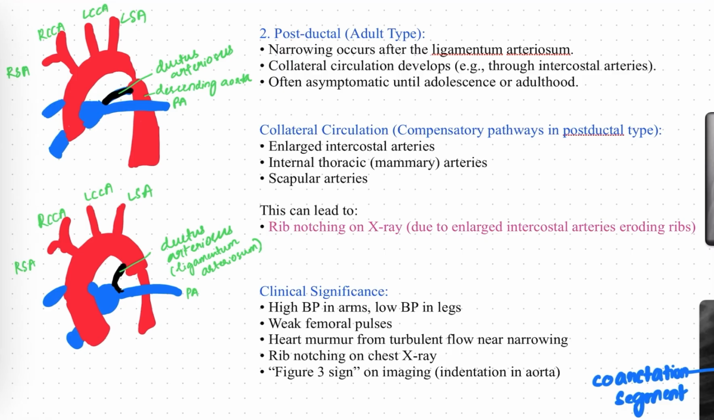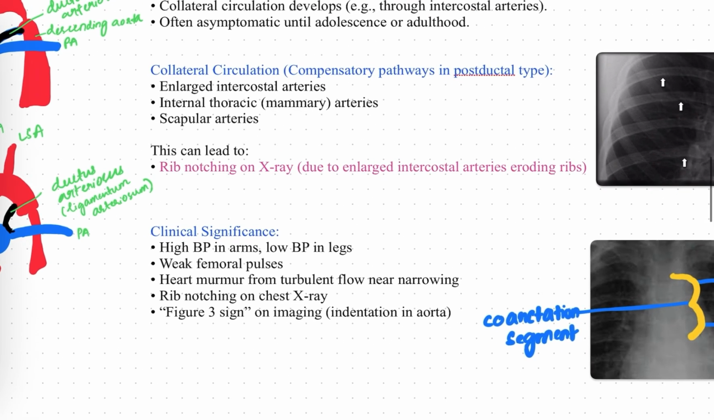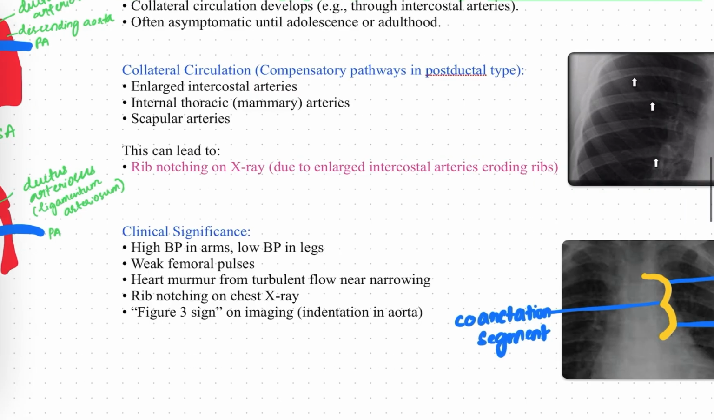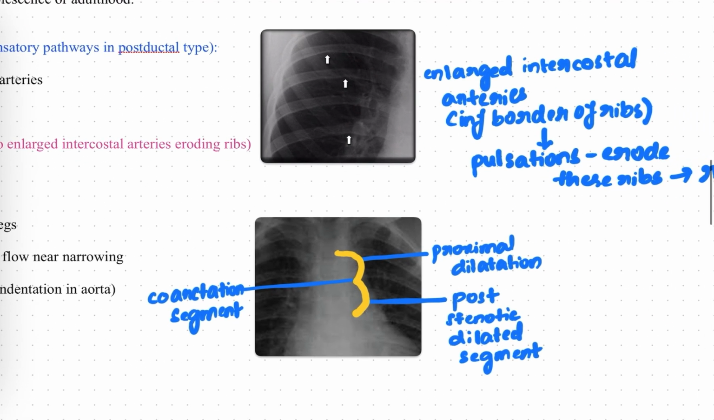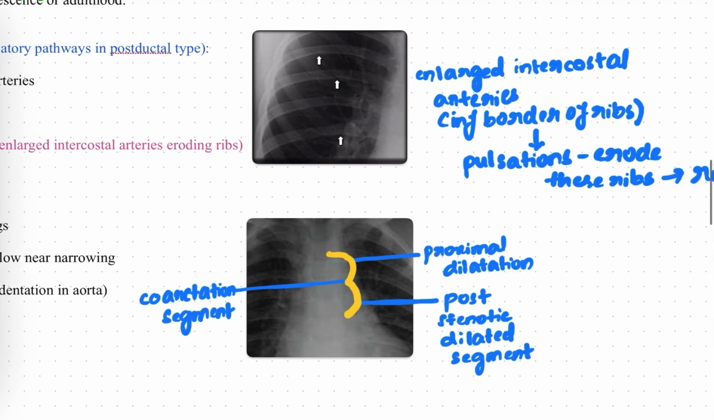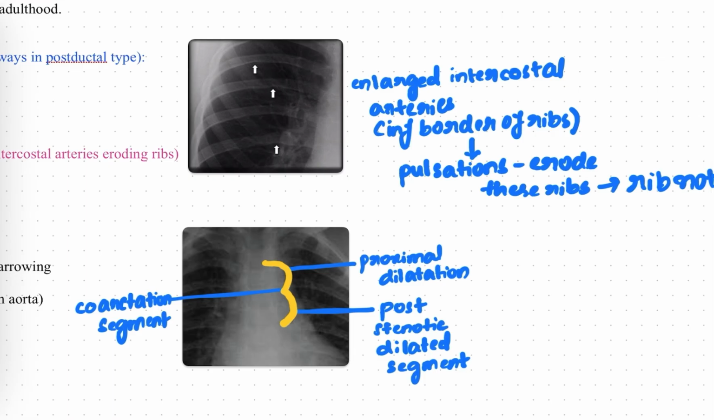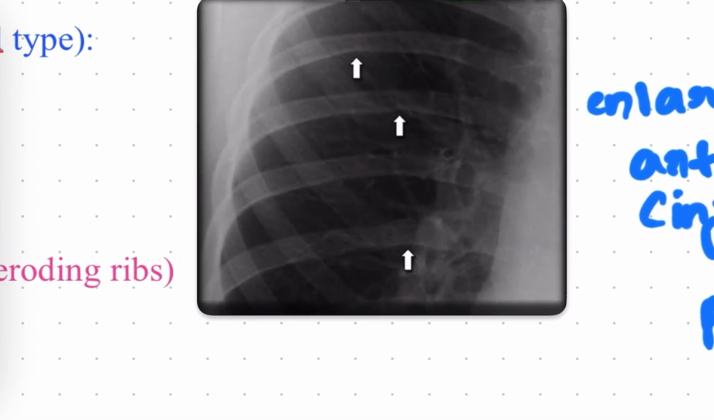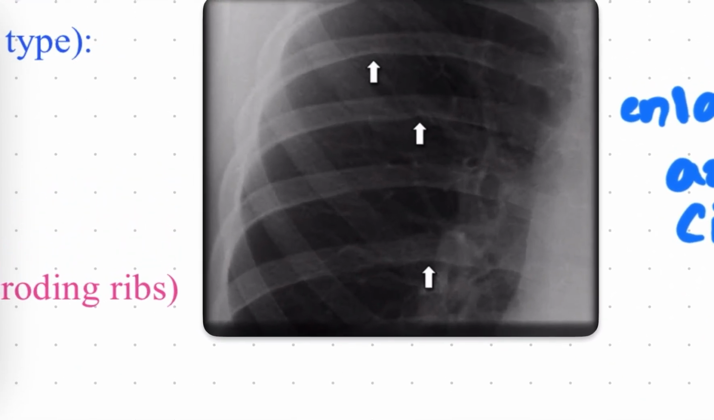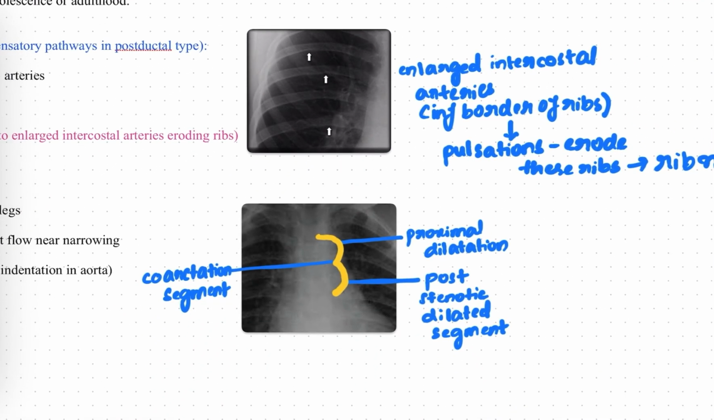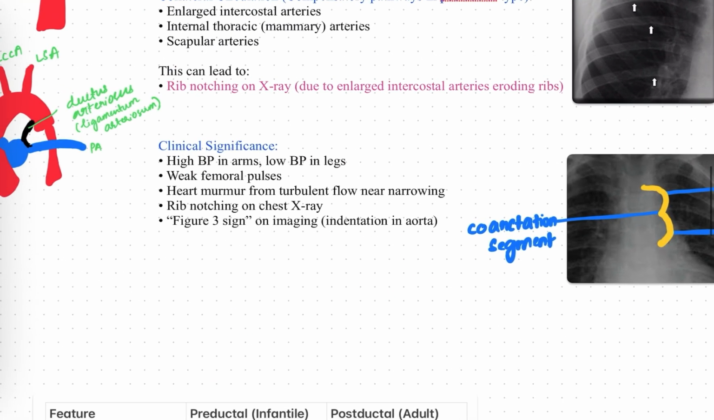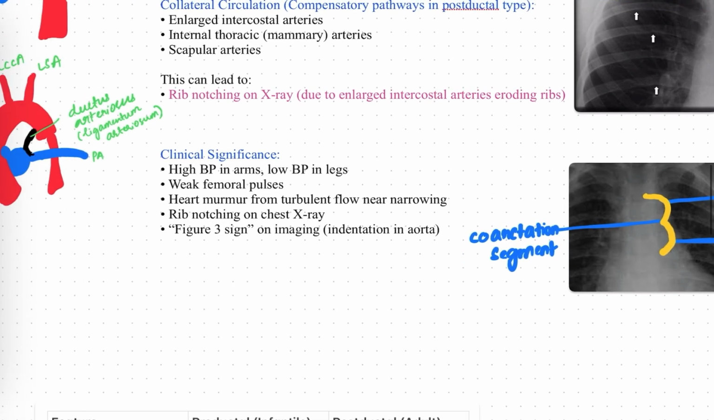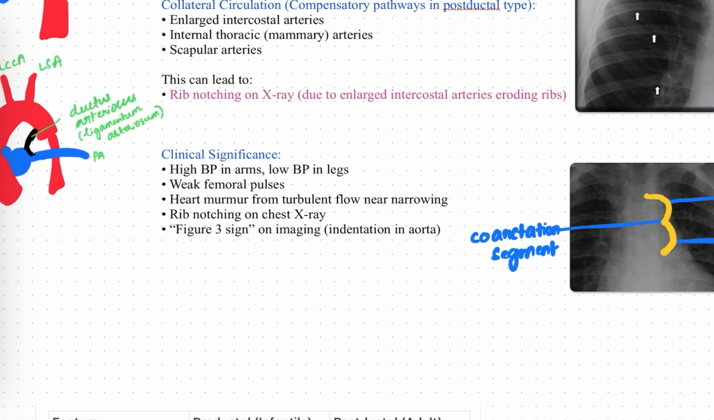And so there is a finding called rib notching on X-ray. We can see that it is due to enlarged intercostal arteries eroding the ribs. The enlarged intercostal arteries seen in the postductal type are seen at the inferior border of the ribs. Because of the repeated pulsations, these erode the rib, causing inferior rib notching, as we can see in this picture showing the arrows. Next there is also the figure 3 sign, which I will discuss later.